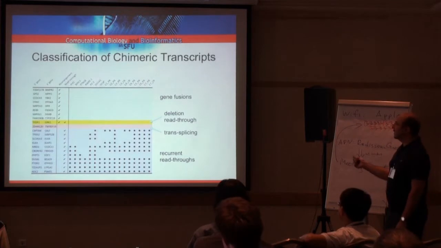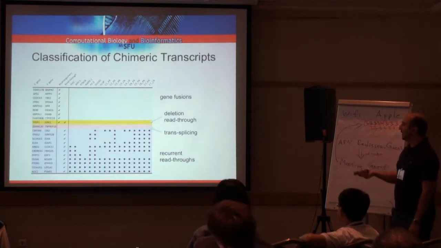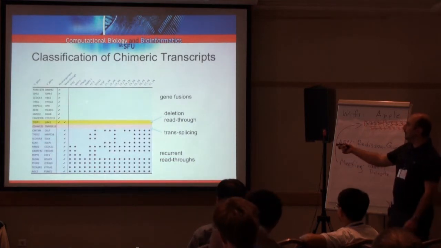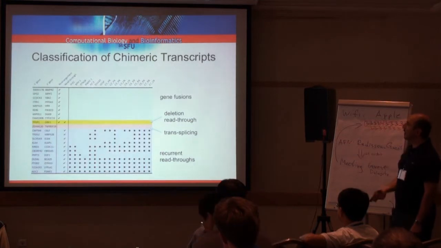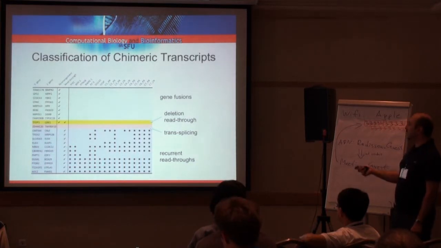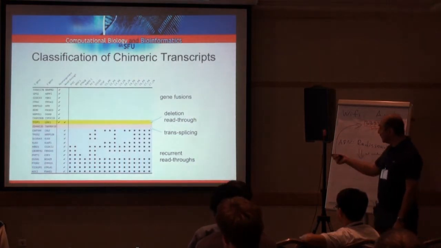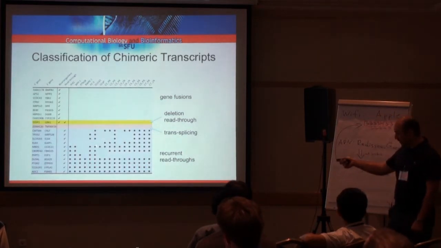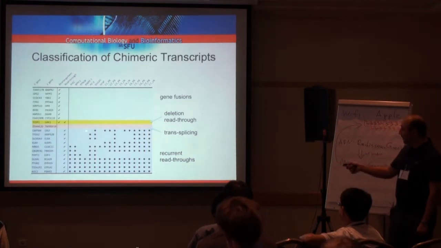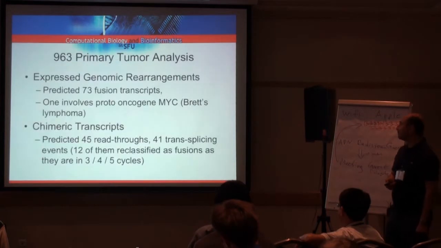This is an old picture, but it just gives some idea about what is recurrent and what's not. Interestingly enough, none of the genomic breakpoints were recurrent, but many of the read-throughs and chimeric transcripts were recurrent in many of the prostate cancer samples that we looked at. And the control wouldn't have some of these transcripts.